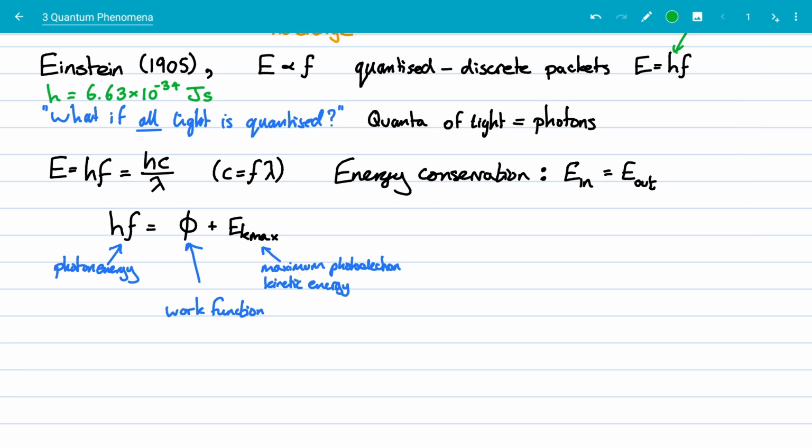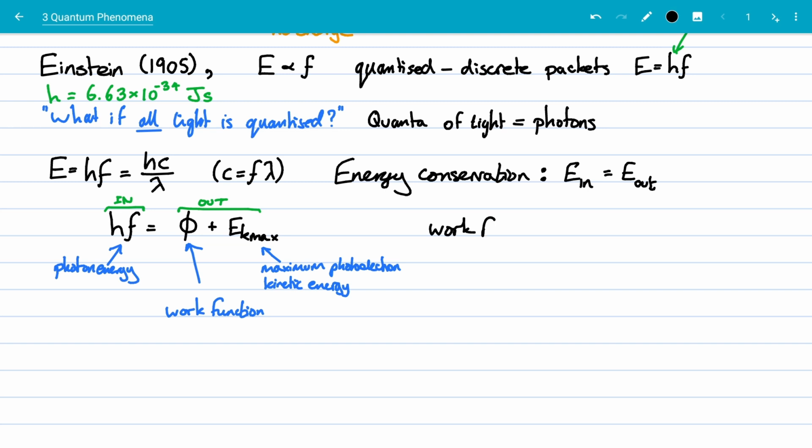So HF is the energy in, this is what's going in, and then coming out is these two. And energy is conserved, which means what goes in is what comes out. So you can think of it as like paying a toll to get across the bridge. The photons deliver energy to the electrons, but the electrons have to pay some to get out of the surface of the metal. We call that the work function. So we can define the work function at A level as the minimum energy needed to free an electron from the surface of the metal.